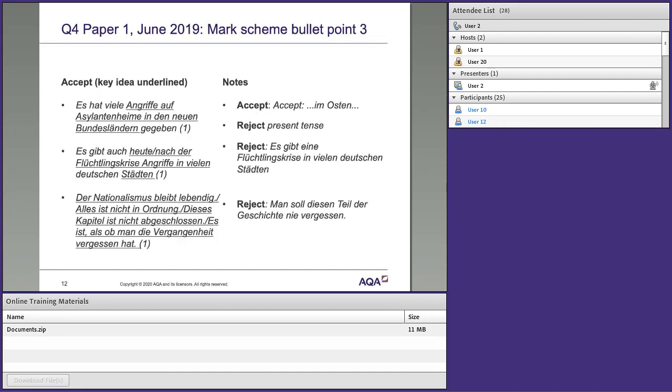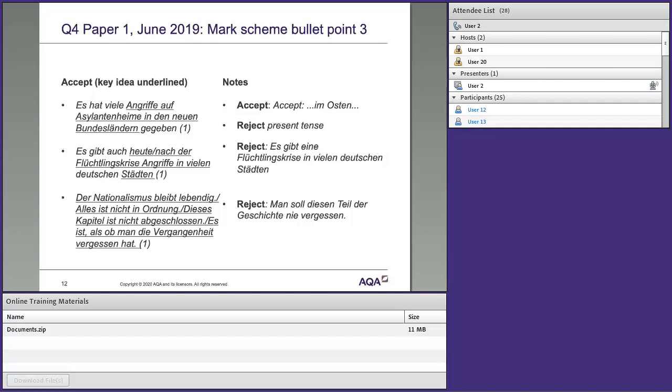And then the third bullet point, again, key ideas all underlined. Things like "in den neuen Bundesländern" could also have been expressed as "im Osten". That was accepted, but something written in the wrong tense wasn't, for example. Okay.